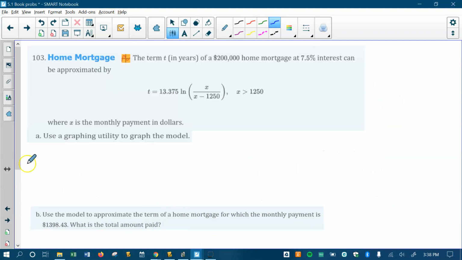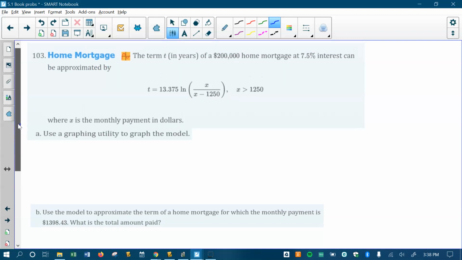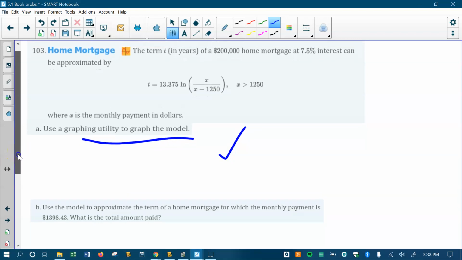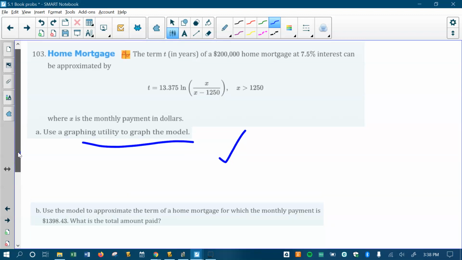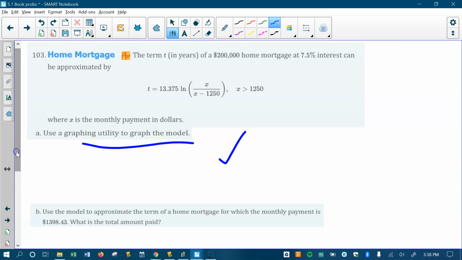Last one, 103. Okay, I'm going to assume that you can graph this. So you graph that on your own. For B, use the model to approximate for which the monthly payment is 1398.43. So I'm not going to solve this for you, but I'm going to tell you what to do on your calculator. To approximate the term of a home mortgage, you're going to need to solve for T, as in years. So you're trying to solve for T, and X should be the monthly payments.